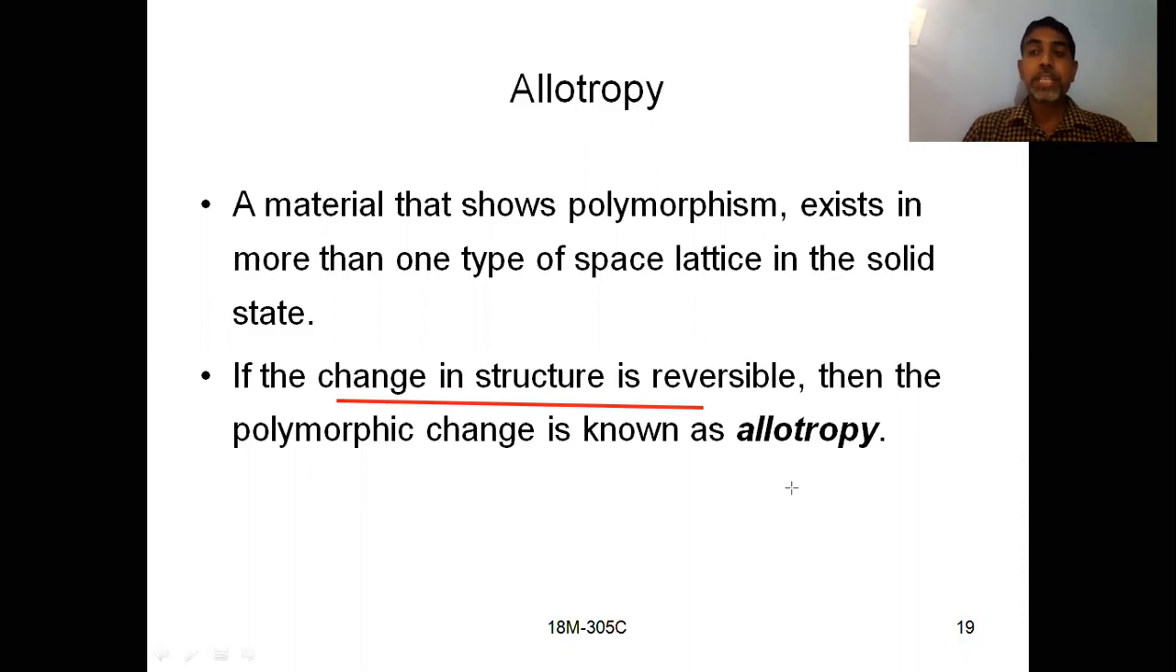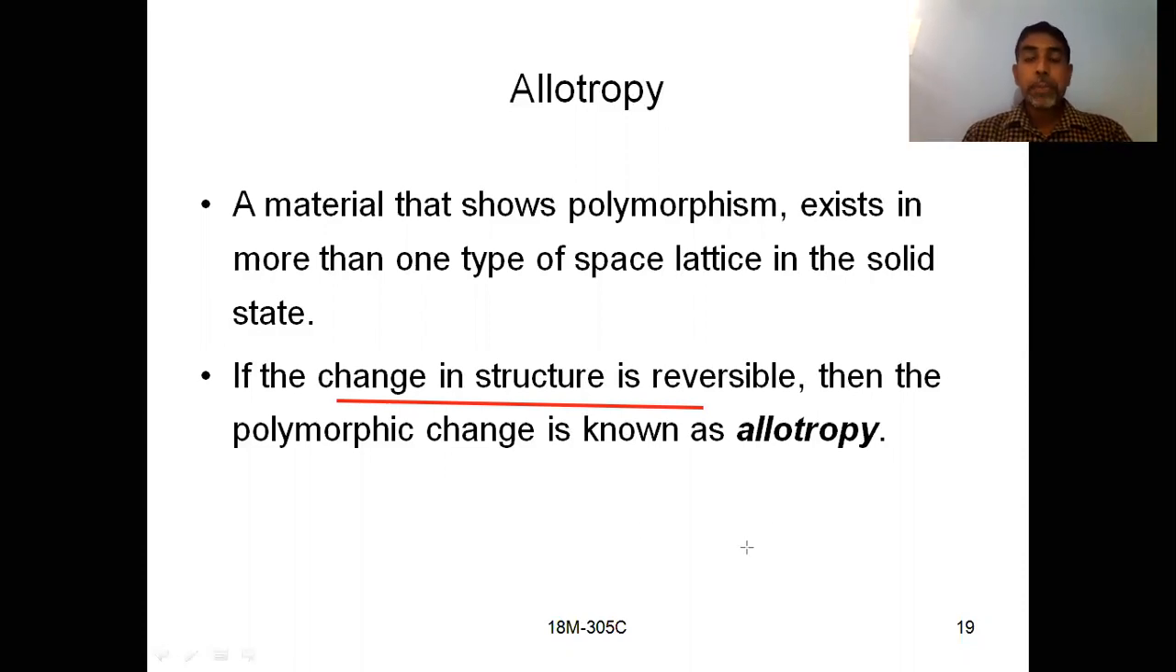I am repeating once again. You are cooling a liquid metal from A to B. In that A to B, you have more than one crystal structure. And if you heat it from B to A, whatever structures you formed while cooling, if it is reversible, then we can say that it is allotropy.